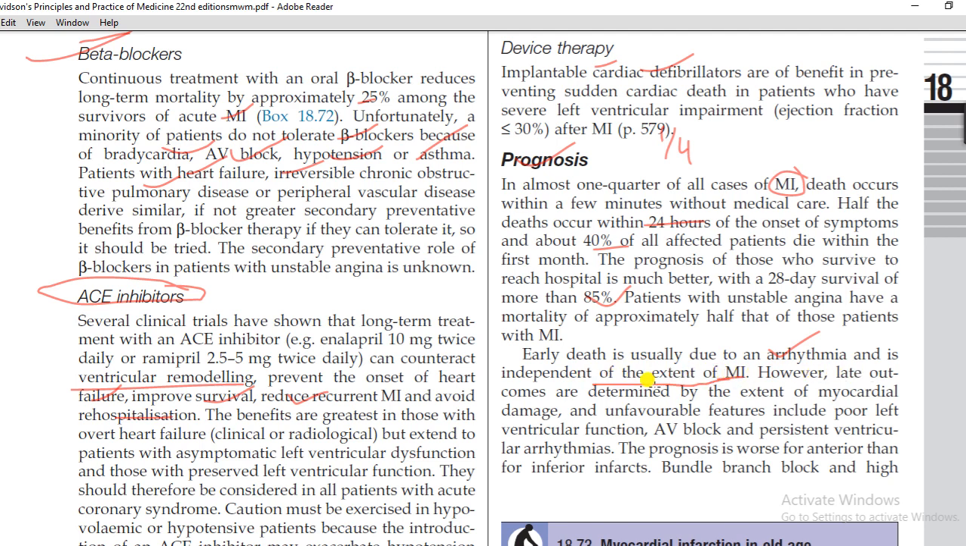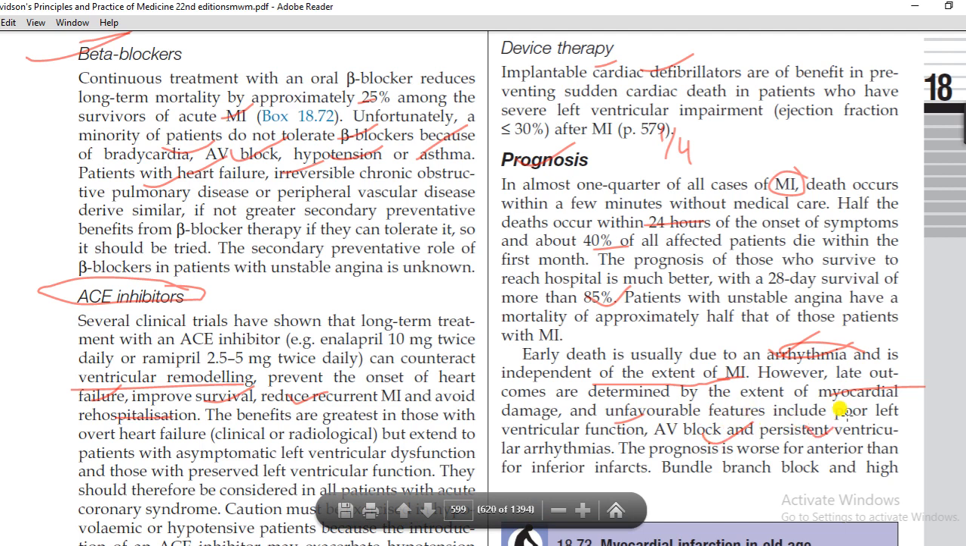However, late outcomes are determined by the extent of myocardial damage. So if a person dies within a few minutes, they are dying due to arrhythmias. However, a person who dies within 28 days dies due to the myocardial damage and unfavorable features, including poor left ventricular function.